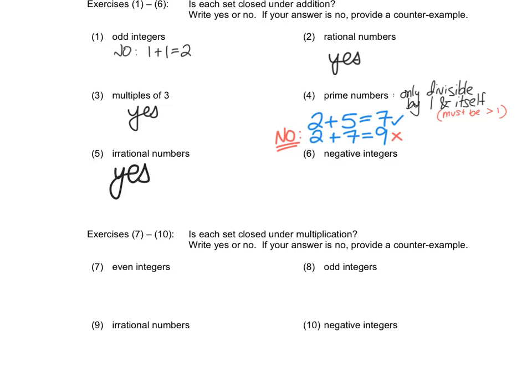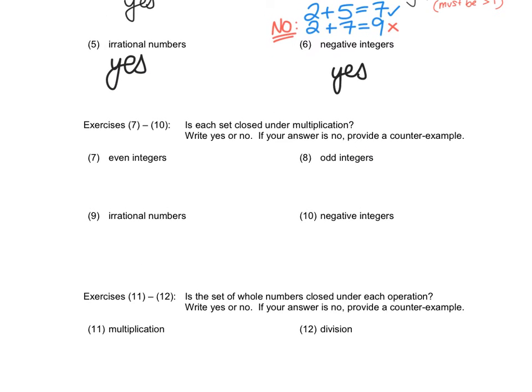Negative numbers. If I add two negative numbers, do I always get a negative number? Yeah. It's just going to get more negative. Now, if you subtract, different story, because then the two negatives might offset, become positive, and go from there. Now we're switching over to multiplication. Is each set closed under multiplication? So even times even, is it even? Yes. Odd times odd, is it odd? Yeah. We're saying yes.